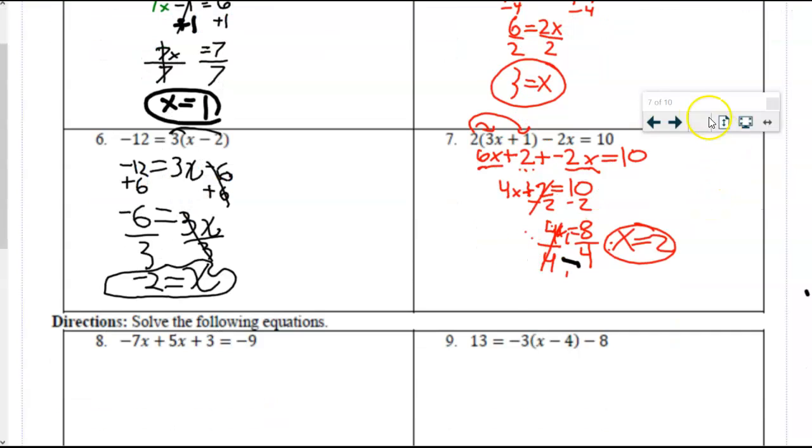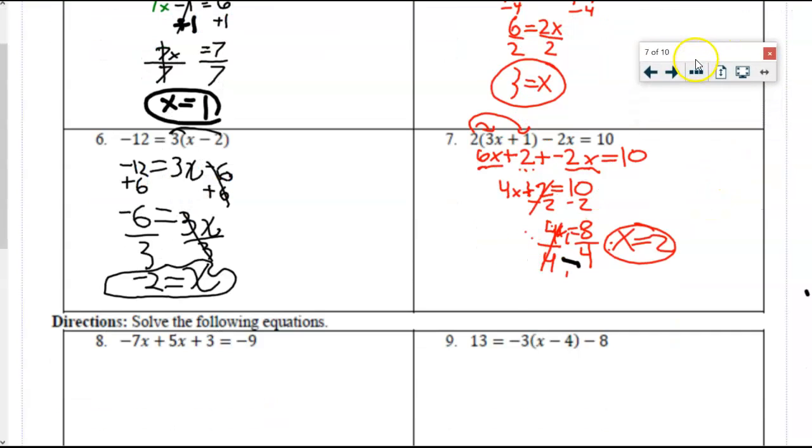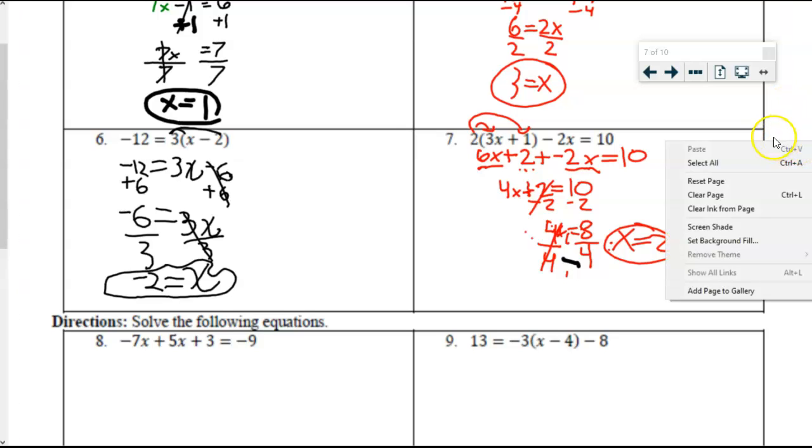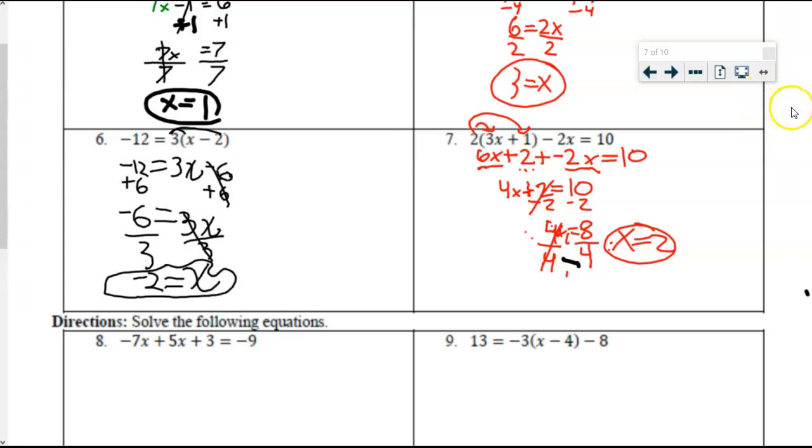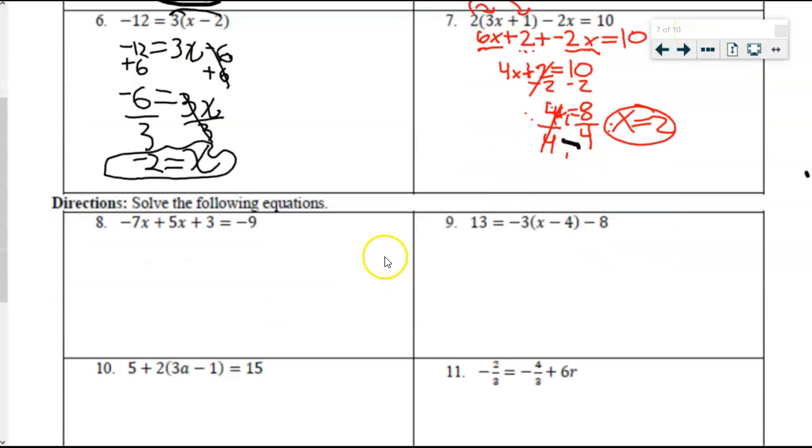Yeah, it should be easy. It should just be a combination of the two things we've been practicing up to this point. We know how to simplify expressions. We know how to solve equations. So now we're combining both of those practices into one single problem.